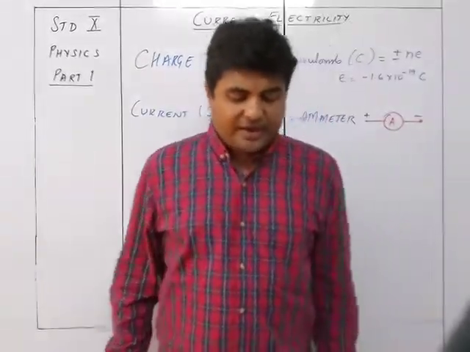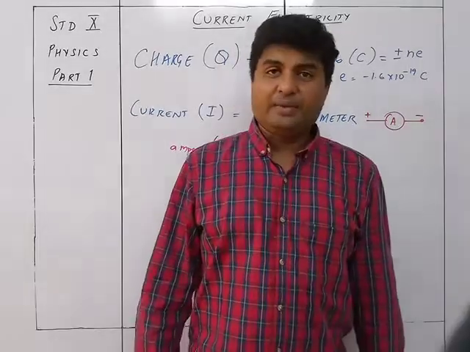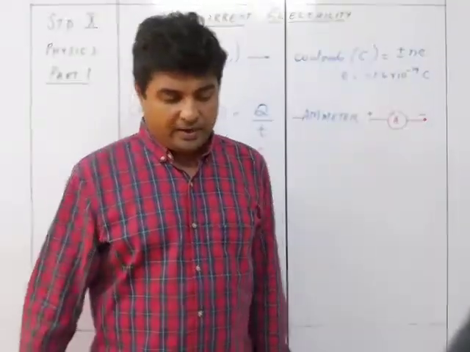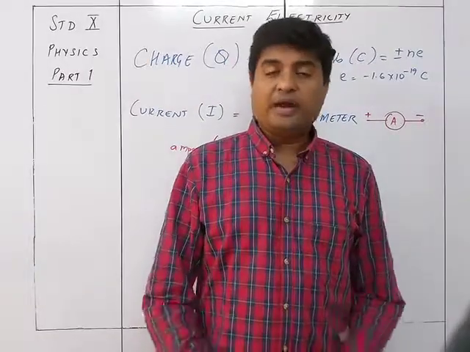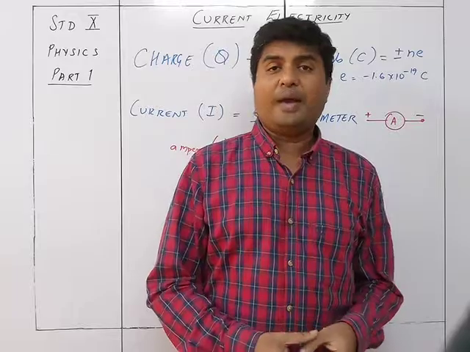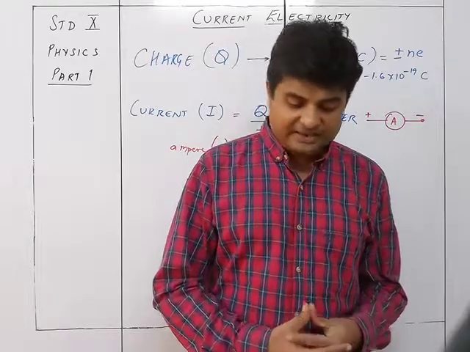To express weak current, the smaller units of current are milliampere, mA, and microampere, mu A, which are related to ampere as follows: 1 milliampere is equal to 10 to the minus 3 ampere, and 1 microampere is 10 to the minus 6 ampere.